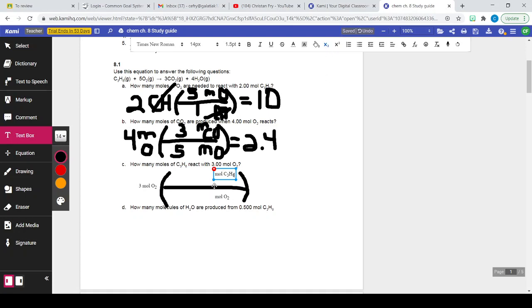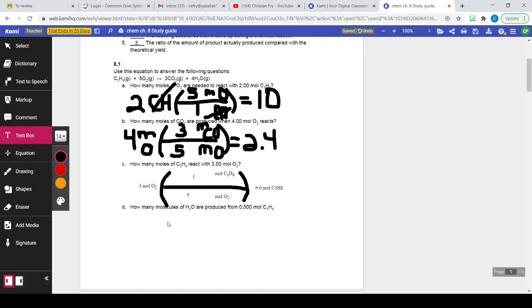Okay. So mole to mole, once again, I'm going to use this equation up here. So oxygen is going to be 5. My C3H8 is going to be 1. Again, those numbers are coming from my numbers in front, called my coefficients. All right, so this is going to equal 3 divided by 5. Let me get my calculator back out. And that is 0.6 moles of C3H8.